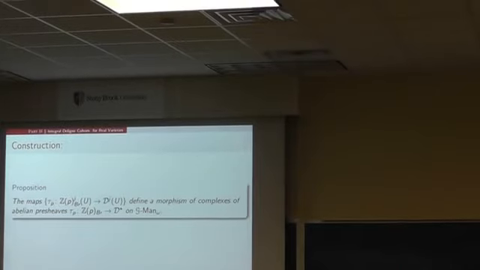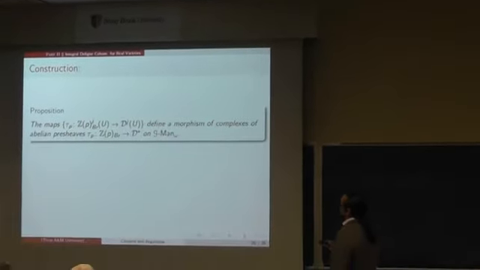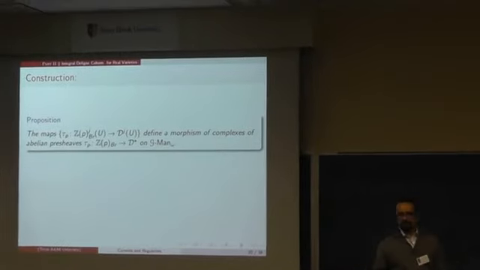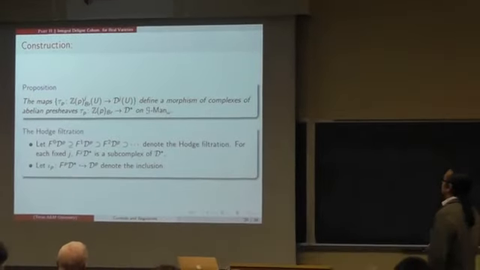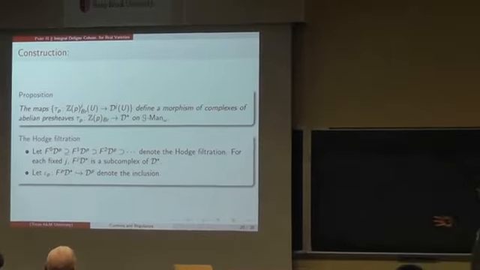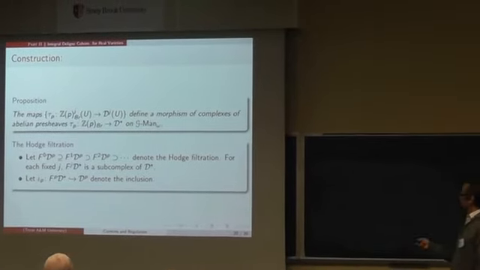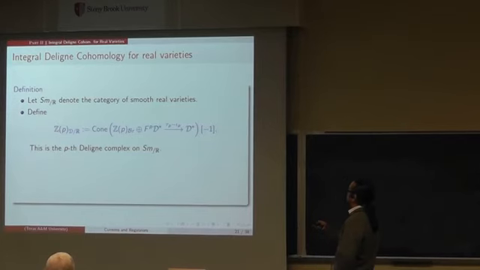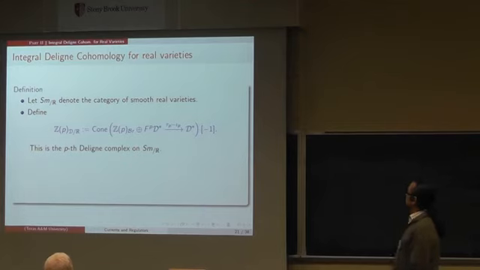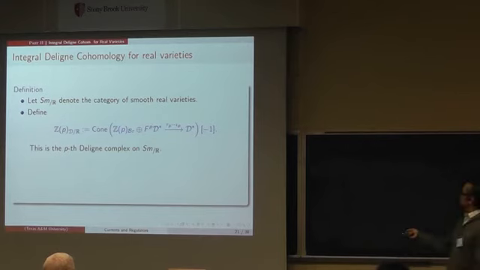The proposition is that this map defines a morphism of complexes of abelian sheaves on G manifolds. You just verify that; it's not difficult. The form is closed, which helps. Now we have a Hodge filtration, and we denote by the inclusion. And so now we define this Deligne complex. This is the cone of the complex I had, the Hodge filtration, under the maps I just introduced, where the tau map is the map on currents I mentioned here. And this is the pth Deligne complex on smooth manifolds with coefficients in R, so defined over R.